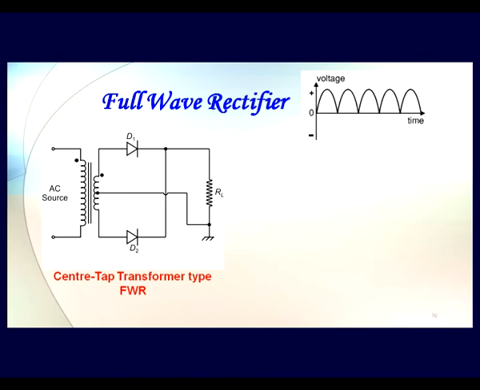Now here we are going to use, as you know, both the half cycles, and we need a circuitry which is going to even invert the negative half cycle into a positive half cycle. How to do it? For that we have two schemes essentially.